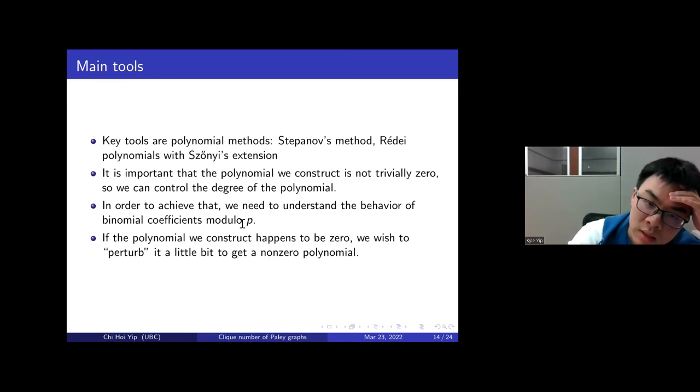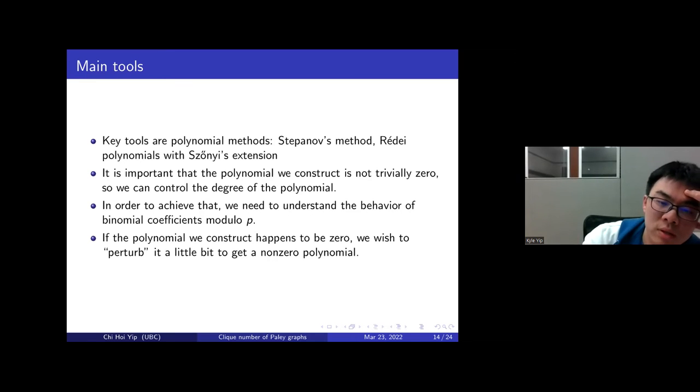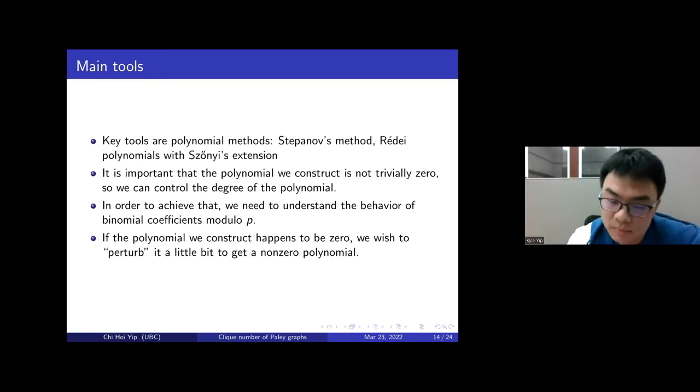And the rough idea is that if we construct a polynomial which happens to be identically zero, then we wish that we can perturb our coefficients, or perturb the polynomial a little bit, so that we can get a non-zero polynomial. Because if our polynomial is trivially zero, then we cannot get any information.